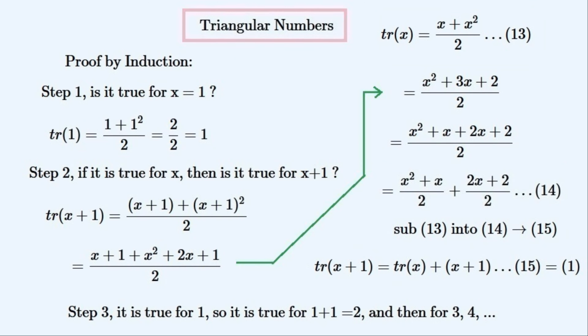The third step is to use the first and second step to say it's true for 1, so it's true for 1 plus 1 is equal to 2, and it's true for 2 plus 1 is equal to 3, and so on. So it's always true for any integer greater than 0.